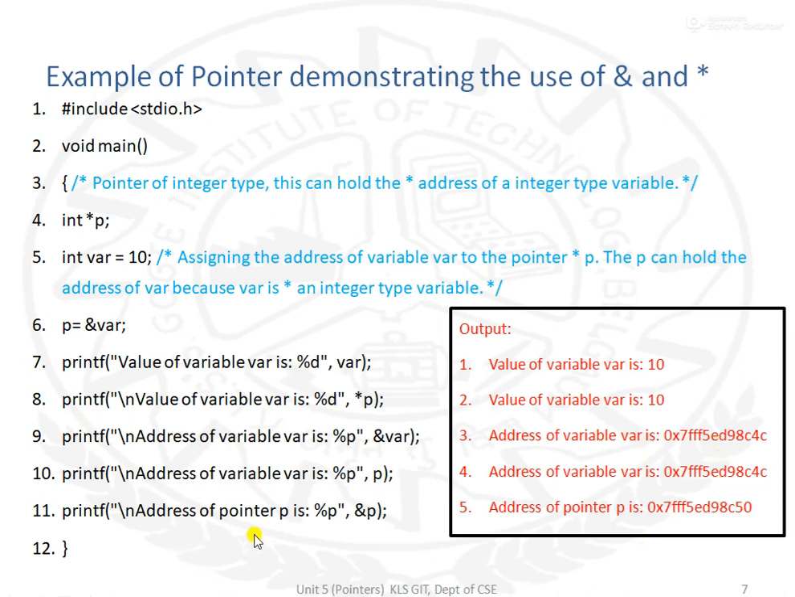Now address of pointer, we can see here the difference. The pointer and &p here. Now here we used *p, it gave us a value. We just used p, it gave us the address of the variable var. When I'm using &p, it gives its own address. So here this is the address of the pointer variable p.